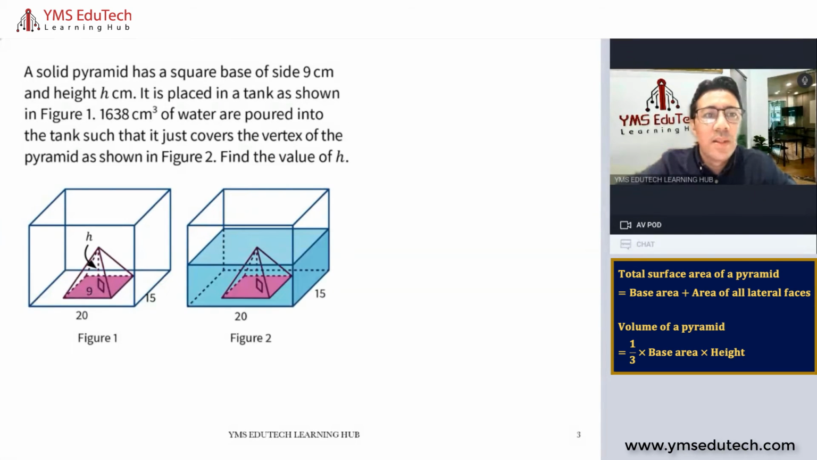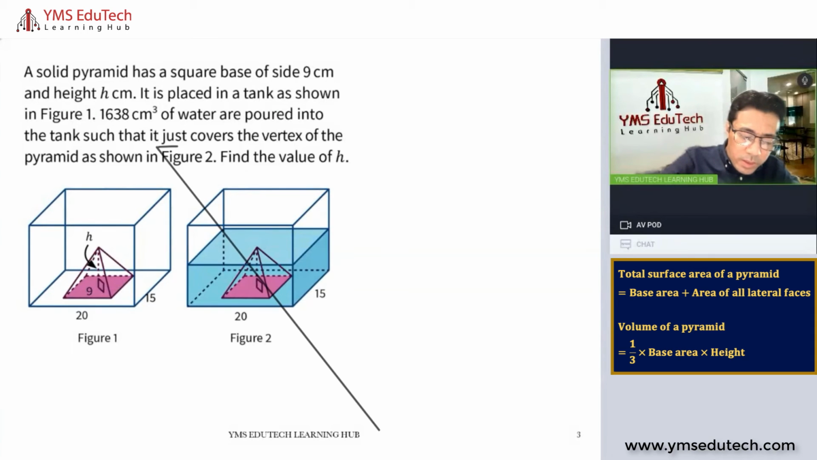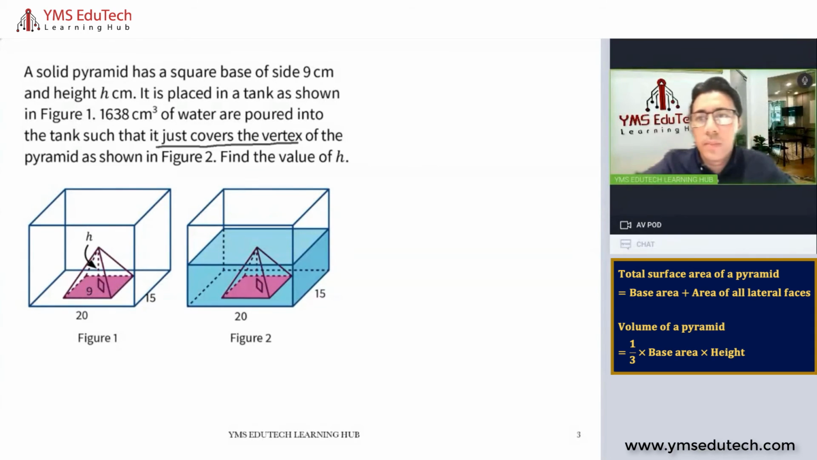Question number 2. A solid pyramid has a square base of side 9 cm and height h. It is placed in a tank as shown in figure 1. 1638 cm cubed of water are poured into the tank such that it just covers the vertex of the pyramid as shown in figure 2. Find the value of h. I want you to underline the words just covers the vertex.